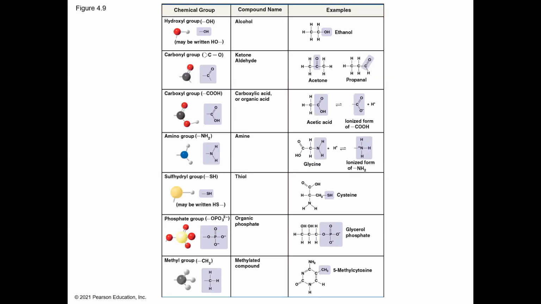Here are examples of those groups and molecules that have them attached. They are extremely important, especially in the creation of amino acids, alcohols and ketones, anything organic related, ATP, for example. There are all kinds of chemical organic molecules that exist because of these functional groups.